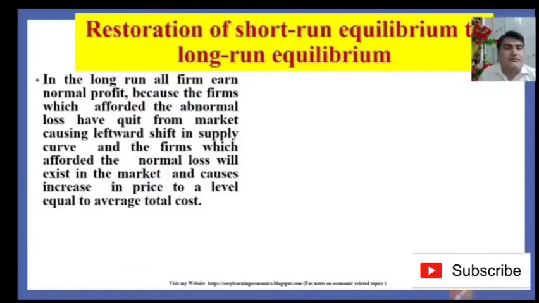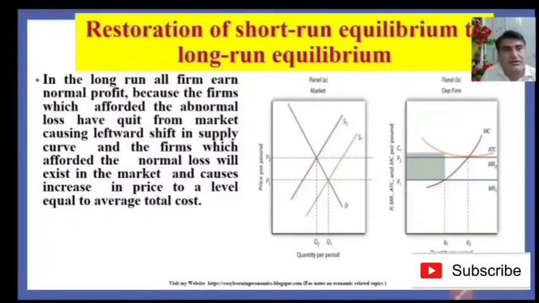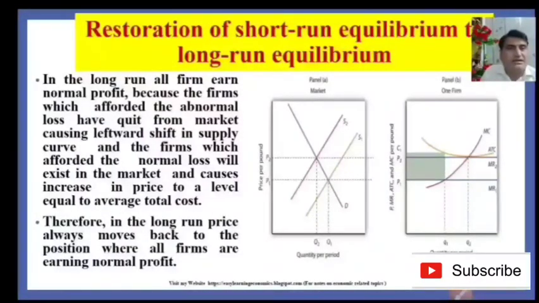In the long run, all firms earn normal profit because the firms which bore the abnormal loss have quit the market, causing a leftward shift in the supply curve, and the firms which bore the normal loss will remain in the market, causing an increase in the price to a level equal to the average total cost. Those firms which remained in the market have caused the increase in price. As a result, they automatically restore to normal profit. So in the long run, price always moves back to the position where all firms are earning normal profit.